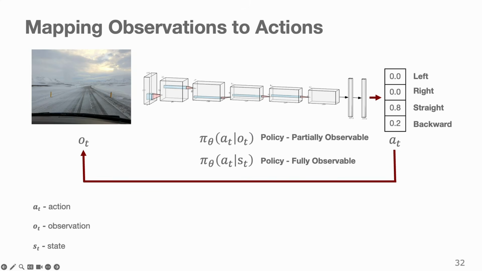And in the most general case, policies provide distributions over actions. They assign probabilities to all different actions, which we call stochastic policies. But there are also special cases like deterministic policies that assign a probability of 1 to a single action and 0 to everything else.